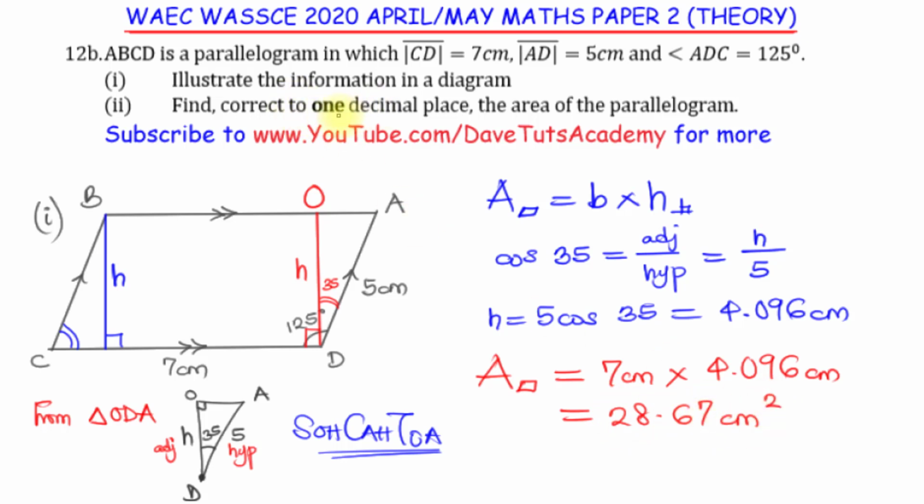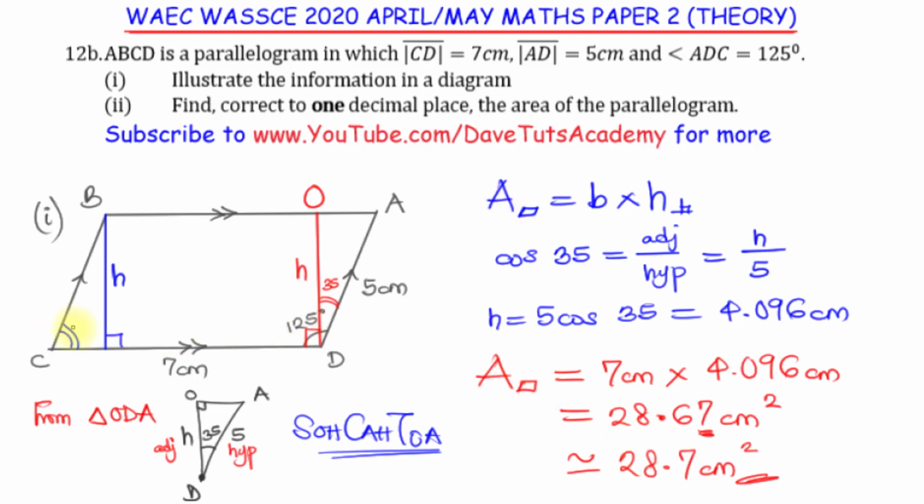But look at what we're asked to find. We're asked to find correct to one decimal place. So this is approximately equal to, you want to put this to one decimal place, that means only one digit will reflect after the decimal point. So we'll take 7 and round it up. Numbers from 0 to 4 are rounded down to 0, but from 5 to 9, they are rounded up to 1 and added to the initial number. So 7 will be rounded up to 1, and when we add that 1 to 6, this becomes 7. So we have 28.7 centimeters square as the area of the parallelogram that we are given here.